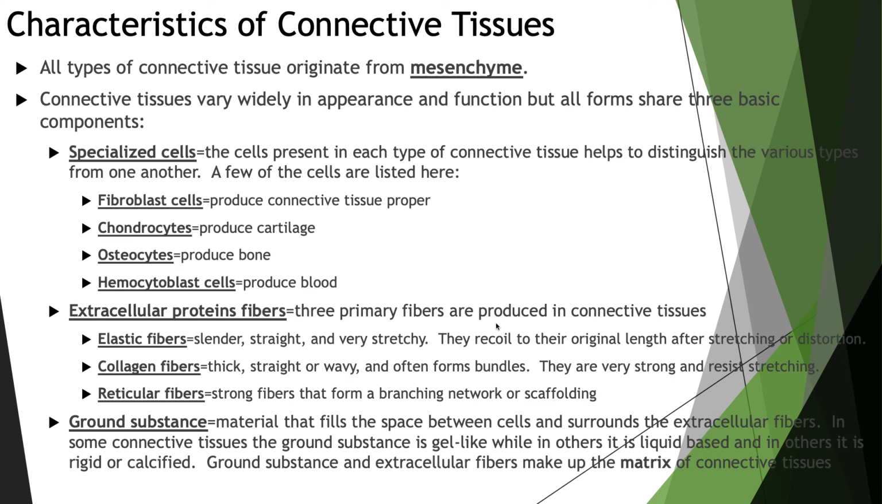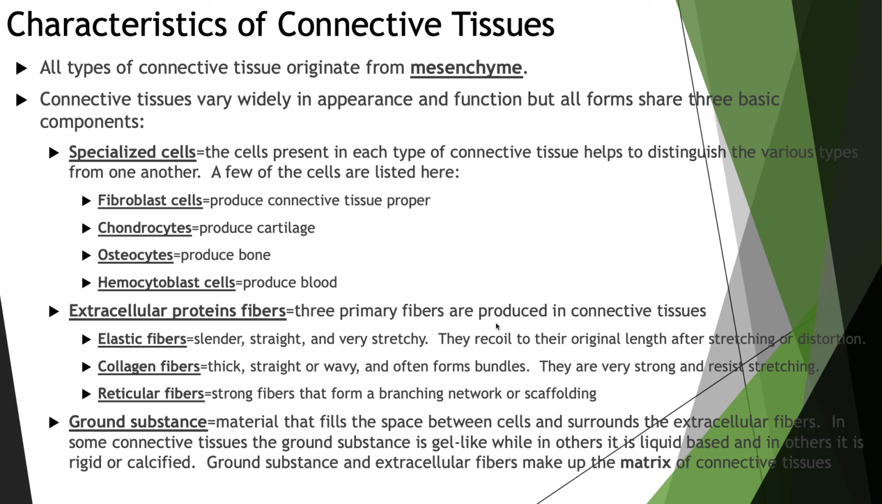So some of the characteristics, they all originate from a type of tissue called the mesenchyme. And they also vary widely in their appearance, but basically share three types of components. They all have specialized cells, things like fibroblasts, which produce connective tissue proper, or chondrocytes, which produce cartilage. That prefix chondro means cartilage. Osteocytes, which produce bone. That prefix osteo means bone. You have hemocytoblasts, which help to produce blood. Hemo meaning blood.